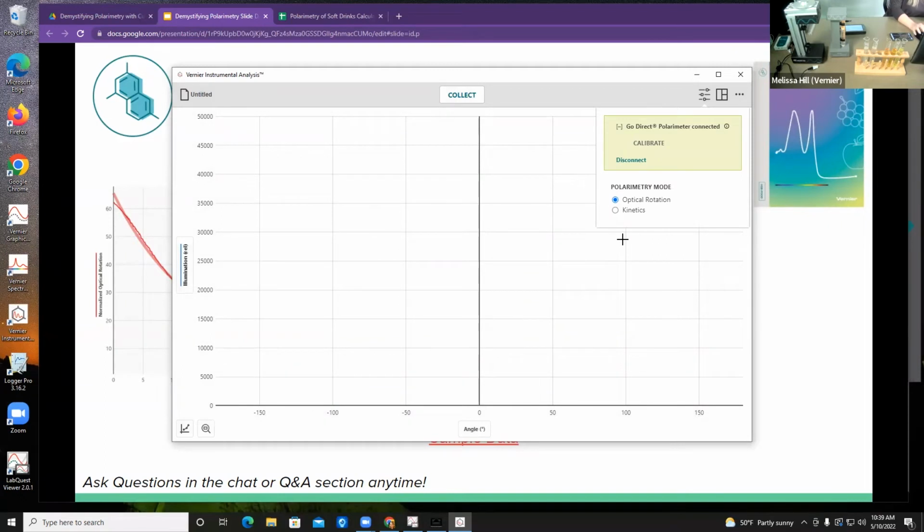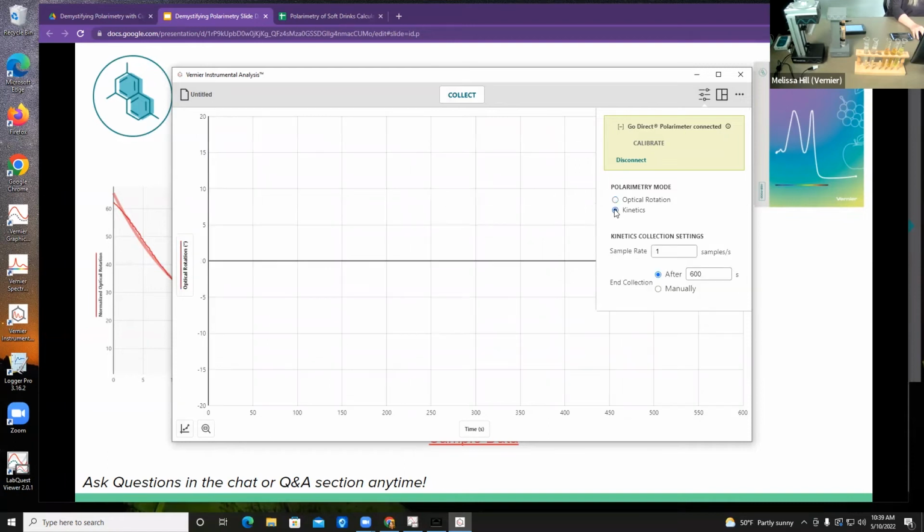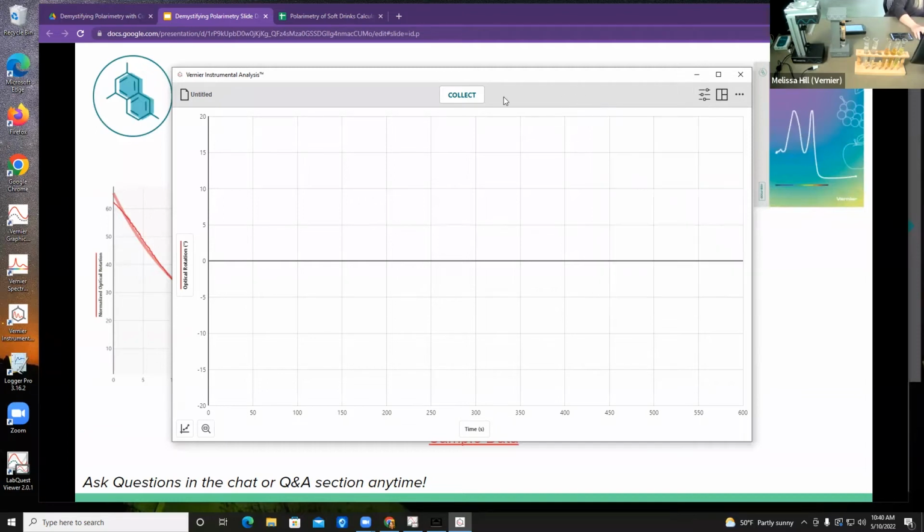But if you happen to have the Go Direct Polarimeter, you can not only do the optical rotation mode, which is what we were just doing, that has the cosine squared waveform, but you have this mode called kinetics, which actually makes the observed optical rotation the y-axis and time the x-axis. So I can set up a sample rate and a duration. If I have a long enzymatic reaction, maybe I just want to take data once every 30 seconds for an hour. Or if I have a really quick acid catalyzed reaction, I can do once every second for 10 minutes or something. So that's pretty nice.